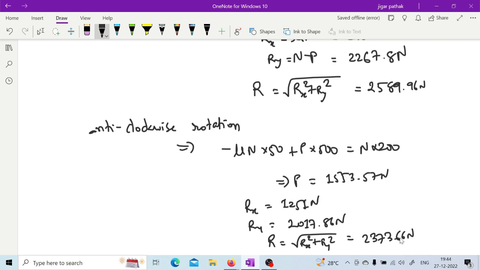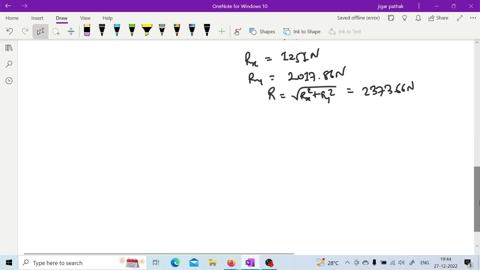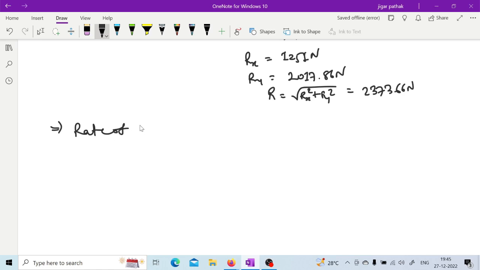Now these are the first two things: for clockwise and anti-clockwise rotation, you need to calculate these reactions. The next thing is that you need to calculate the heat generated. How can you calculate the heat generated? The rate of heat generated is nothing but the frictional force into average velocity.